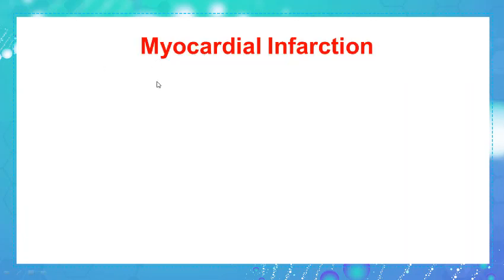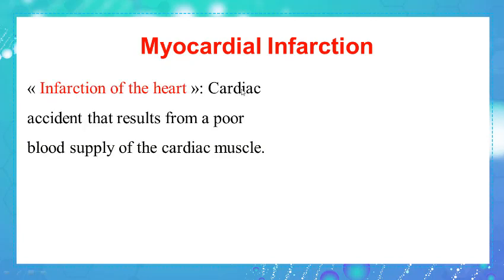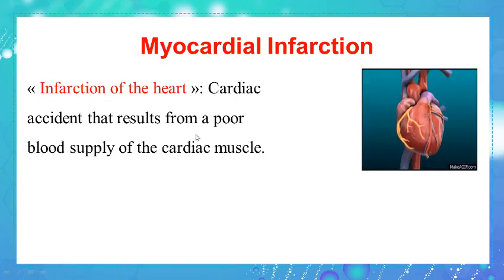As an example about cardiovascular diseases, we will talk about the myocardial infarction. And as we mentioned before, myo refers to muscles and cardial refers to heart. So as a definition, the infarction of the heart or myocardial infarction is a cardiac accident that results from a poor blood supply of the cardiac muscle.